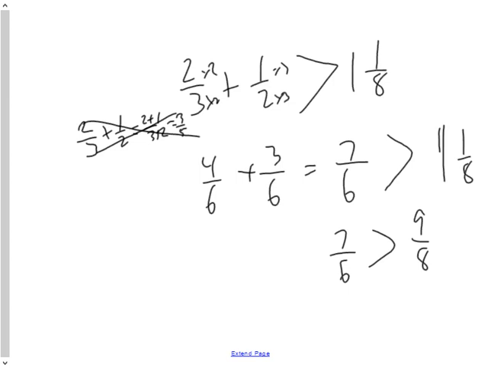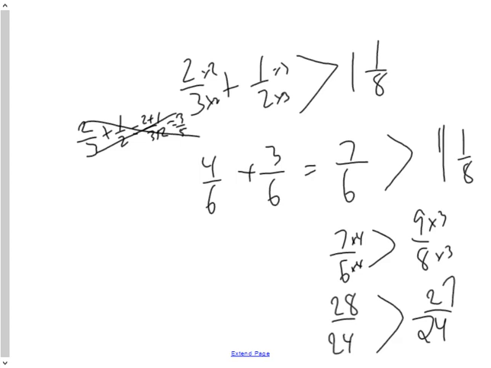So in order to compare two fractions to see which one is greater, you need common denominators. I'm going to change it to denominators of 24. This would be 28/24, and this would be 27/24. Now I can compare them because we have the same size pieces. Is 28/24 greater than 27/24? The answer is yes, it is. So therefore, this is a true statement.